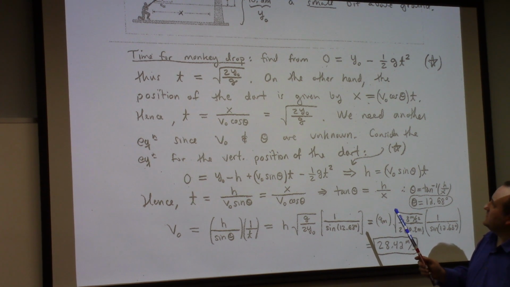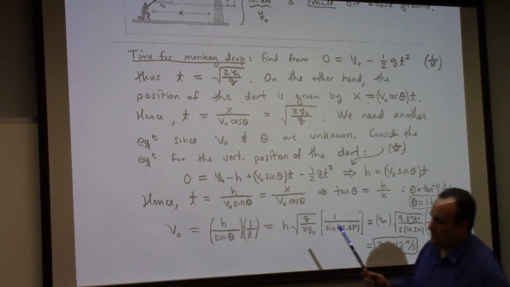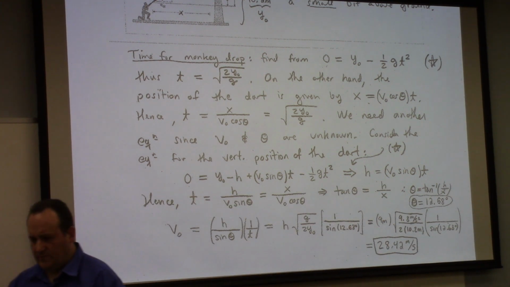I've lost track of what h was. My bad. I've just lost track of it. What was h? The initial position of the monkey. The initial height of the monkey? Well, it's y0 then.